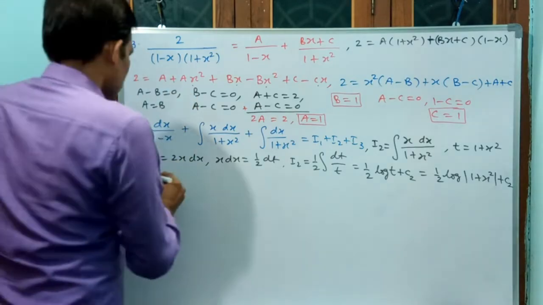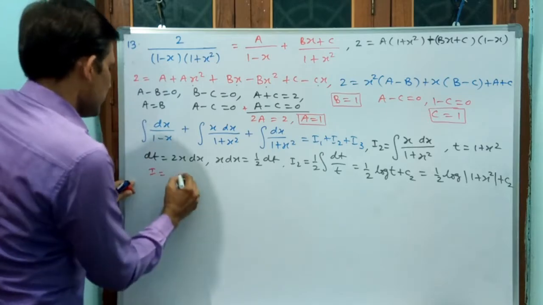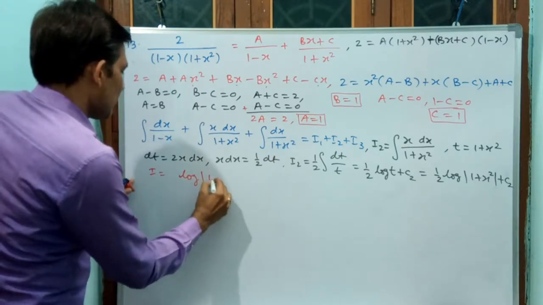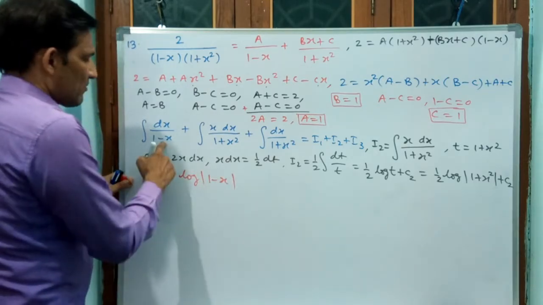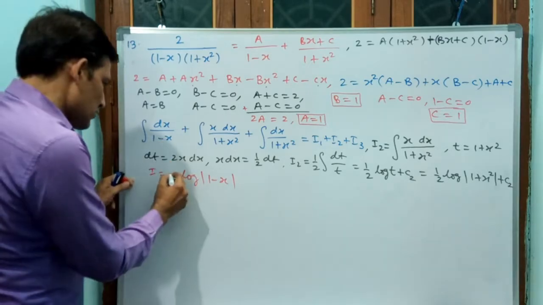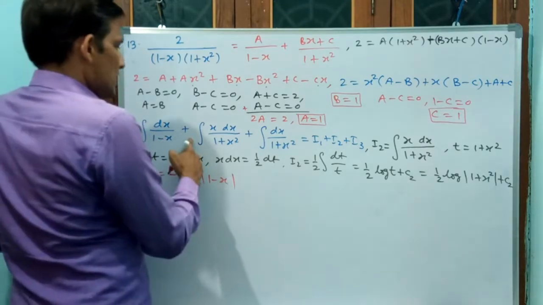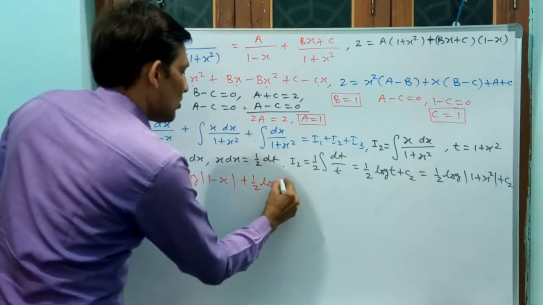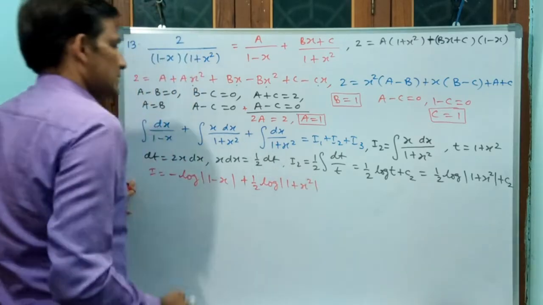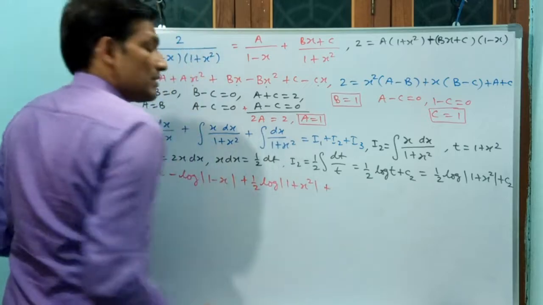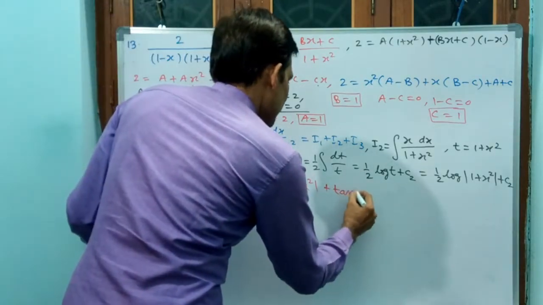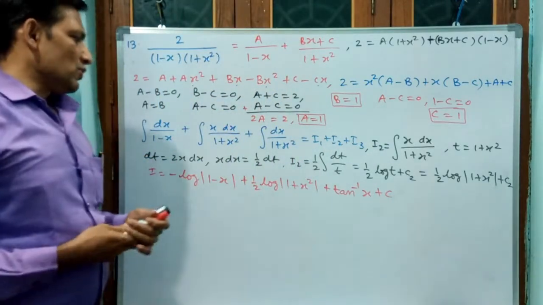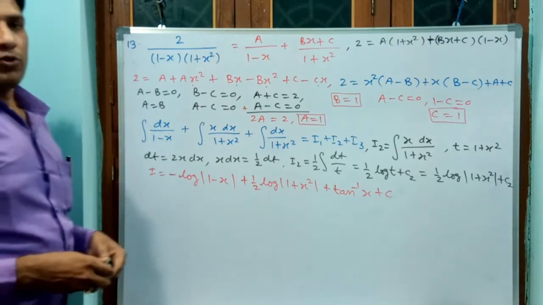Okay, let us write I is equal to, see, log of 1 minus x, again into minus 1. Why? Because x has a minus coefficient, into minus 1 means you have to put a minus here. Then this gives plus 1 by 2 log of 1 plus x square, the second one, I2. I3 will be a direct answer, tan inverse x plus c. Finally you write c rather than c1, c2, c3 and all. Okay, this is the answer for your question number 13.